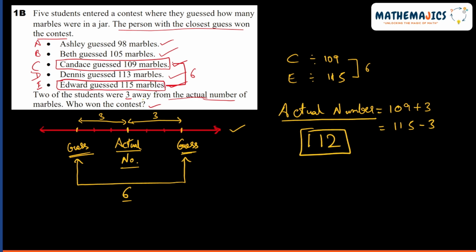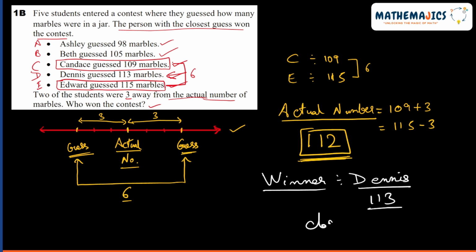So who won the contest? The person who guessed closest to the actual number, closest to 112, will win the contest. So who guessed closest to 112? This is D. D guessed 113. So the winner will be D, or Dennis. Dennis will be the winner because he guessed 113. This is closest to the actual number of marbles. Yes, so Dennis is our winner. Let's jump to the next question.